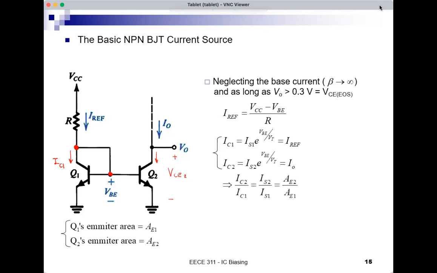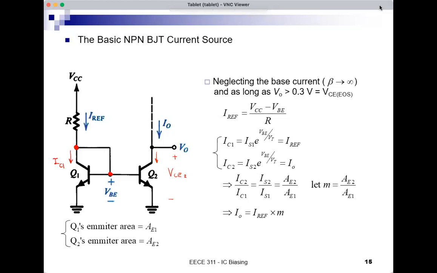Now let's take the ratio IC2 over IC1 to show that this is a current source. IC2 over IC1 will be IS2 over IS1, and this is the ratio of areas. So this is a constant ratio once the circuit is fabricated. This will be a fixed number. And what does this tell me? This tells me that IO will be IREF. IO is IC2, IREF is IC1.